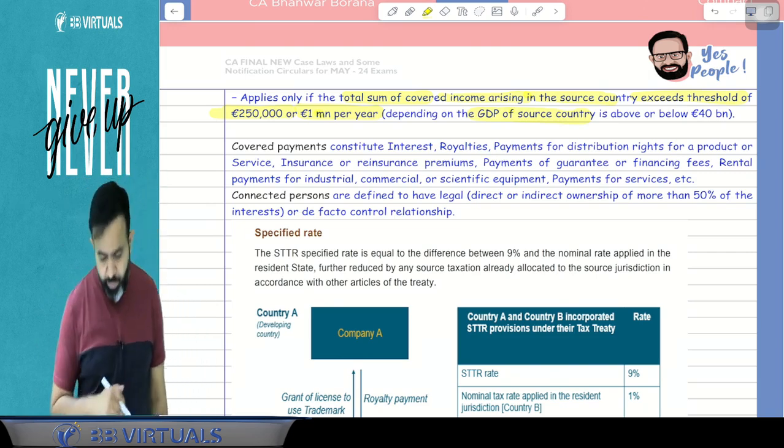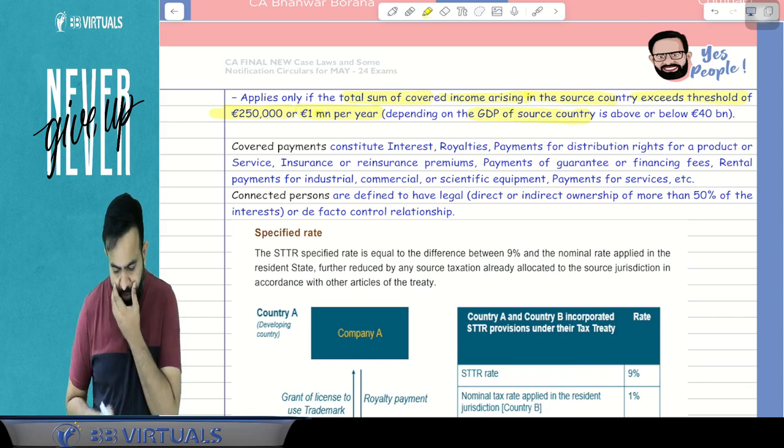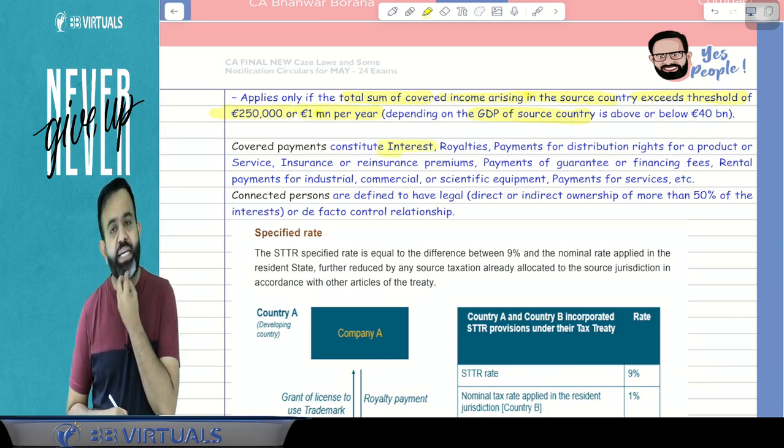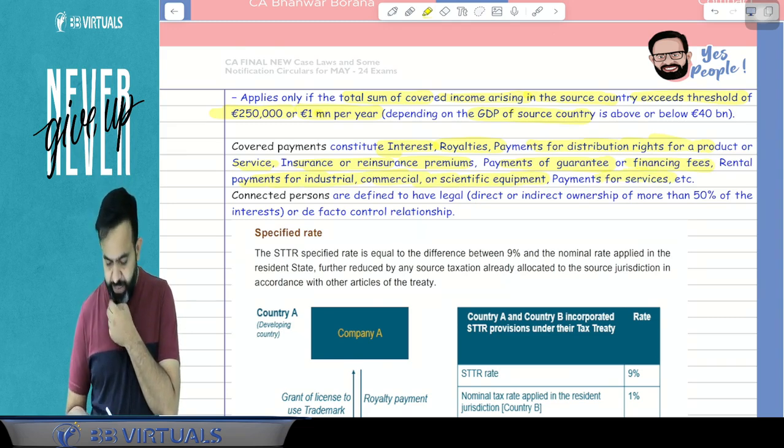Now what is the meaning of covered payment? So here STTR is applicable in case of covered payment. What are the covered payments? Covered payments constitute interest or royalty, or payment for distribution rights for a product or service, insurance or reinsurance premiums, payment of guarantee or financing fees, rent payments for industrial, commercial or scientific equipment, payment for services, etc., etc.